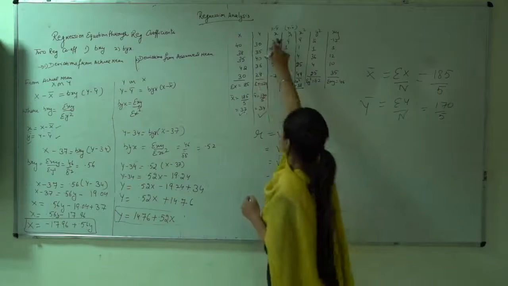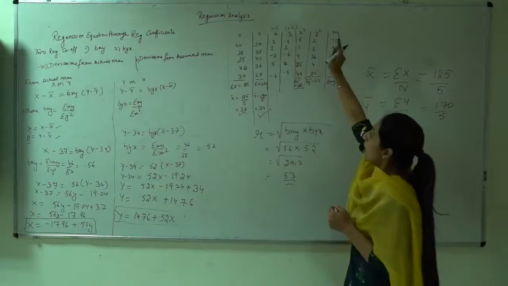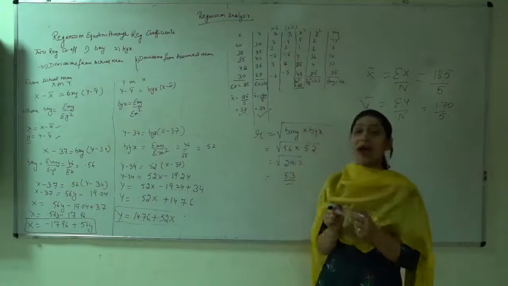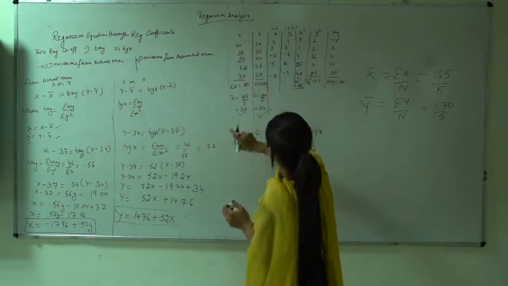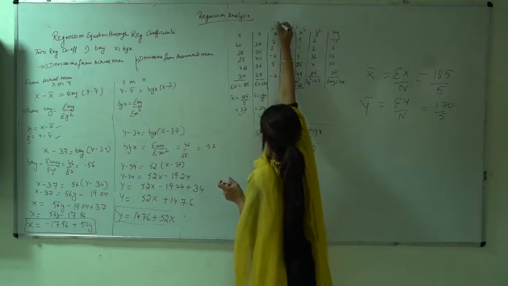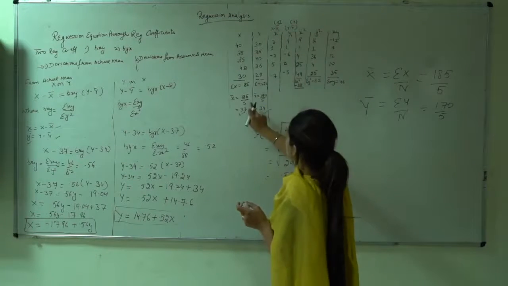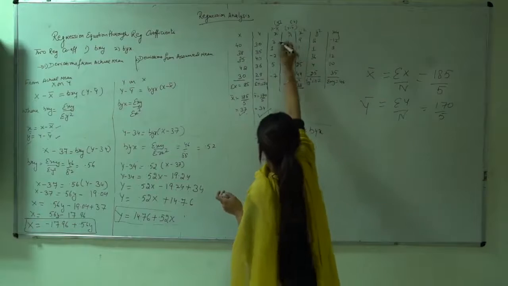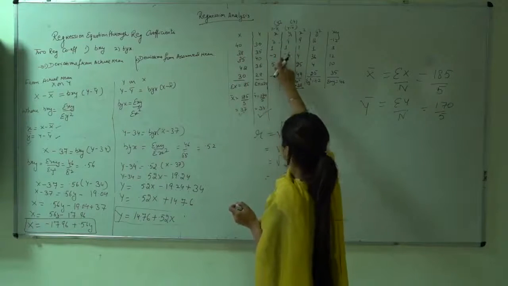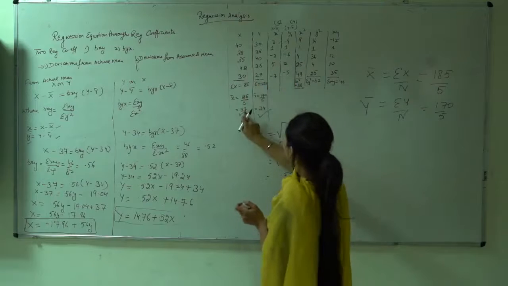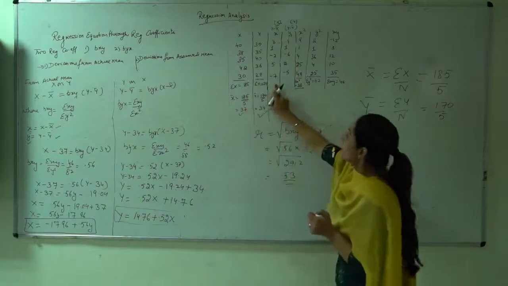Now, I have to find small x, small x square, small y square as well as xy. To calculate small x, I will be subtracting the mean from the original values. x bar is 37 and y bar is 34. So, 40 minus 37 will give me 3. 38 minus 37 will give me 1. 35 minus 37 will give me minus 2. 42 minus 37 will give me 5. And 30 minus 37 will give me minus 7.